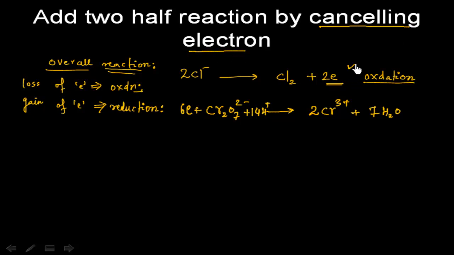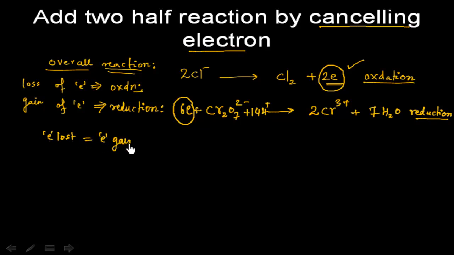Now to get the overall reaction, we have to cancel the electrons. On this side we have 2 electrons, and in the reduction half we have 6 electrons. Since in a reaction there is no accumulation of electrons, the total electron lost is equal to the total electron gained. So the principle is electron lost is equal to electron gained. So we have to cancel the electrons, so that no electron is left at the end of the reaction. And this can be achieved if I multiply this equation by 3. So I will have 6 electrons and then we can add.